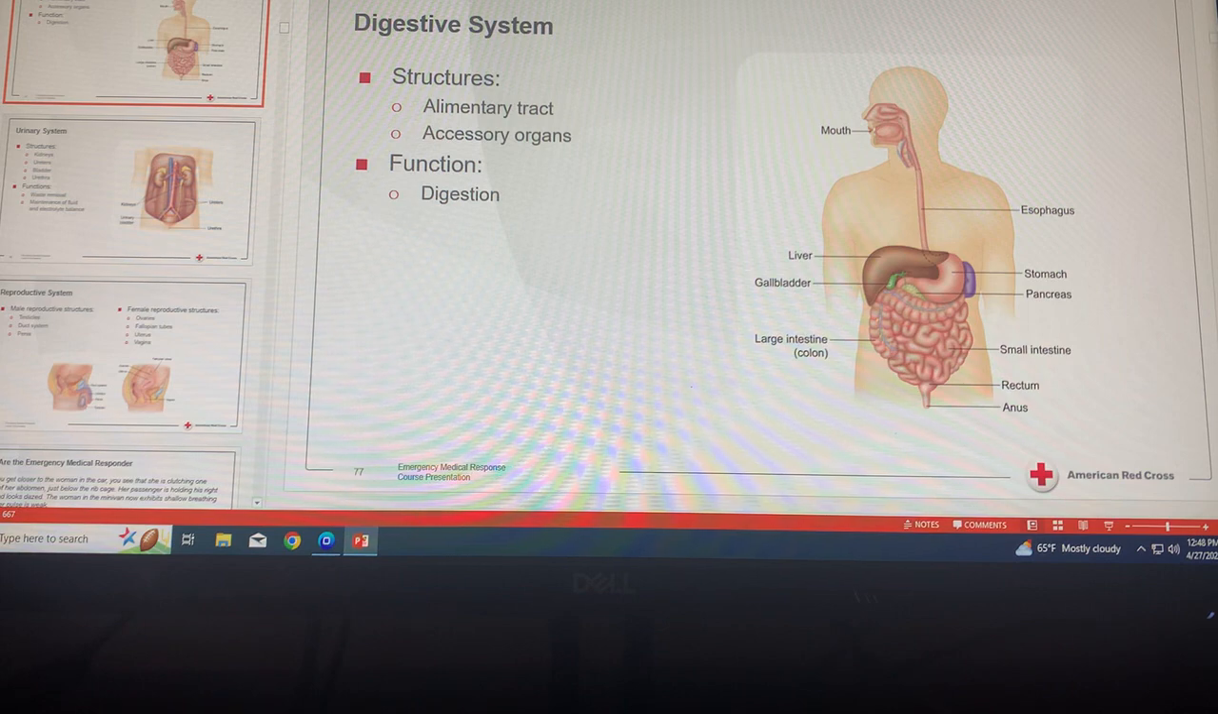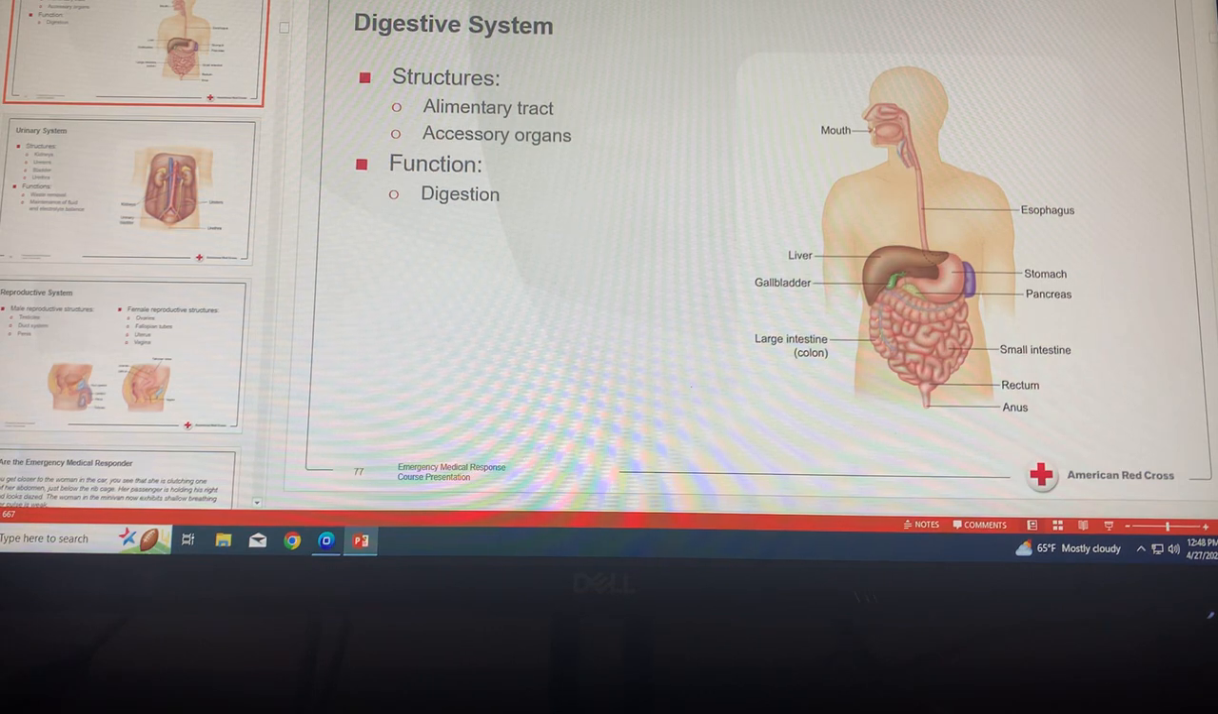The gallbladder serves to store the bile. The pancreas secretes pancreatic juices and aids in the digestion of fats, starches, and proteins. It is also the location of the islets of Langerhans, where insulin and glucagon are produced.